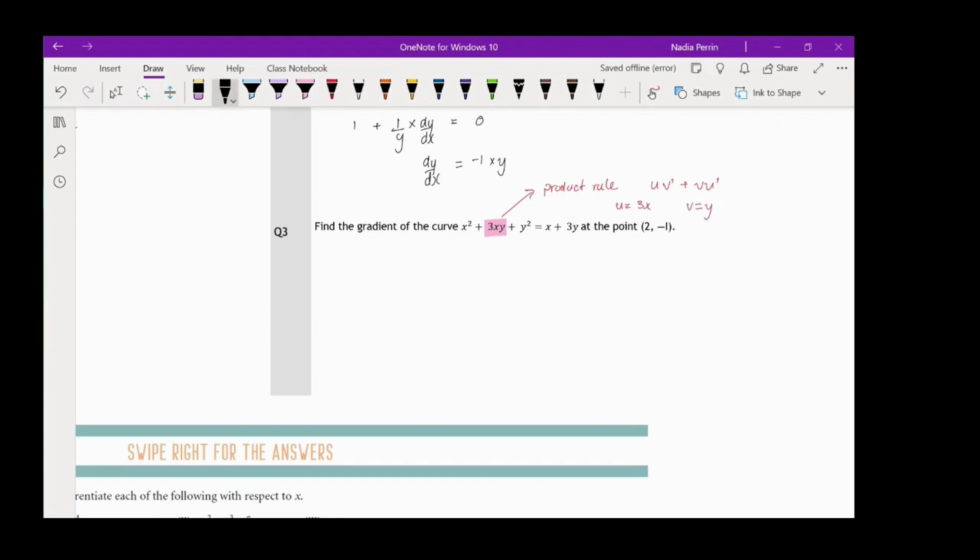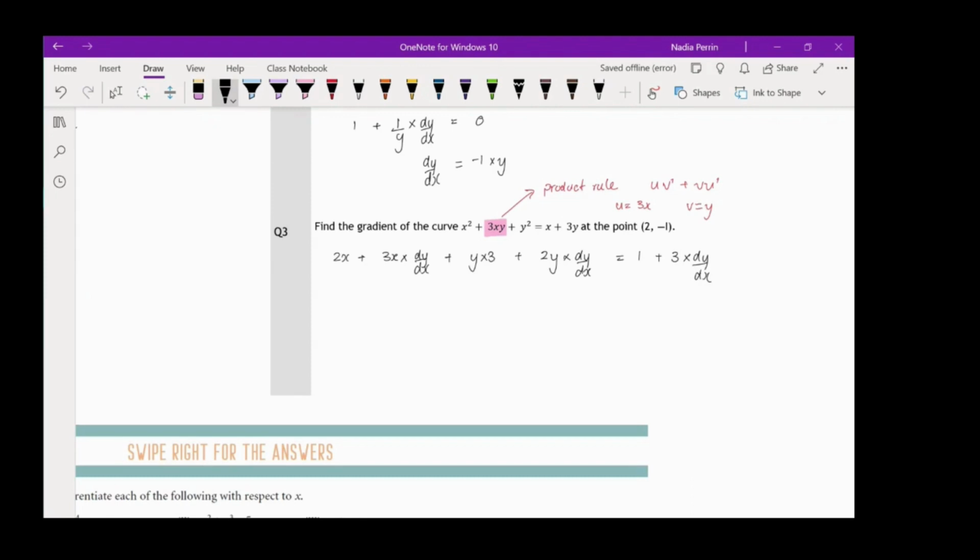Right, let's have a go. So x squared is going to become 2x. 3xy, we're going to do u times v dash. So the derivative of y is going to be 1 times dy by dx, plus v, which is y, times u dash, which is just 3. Then y squared is going to differentiate to be 2y times dy by dx. And then moving on to the other side, x will become 1 and 3y is just going to become 3 times dy by dx.